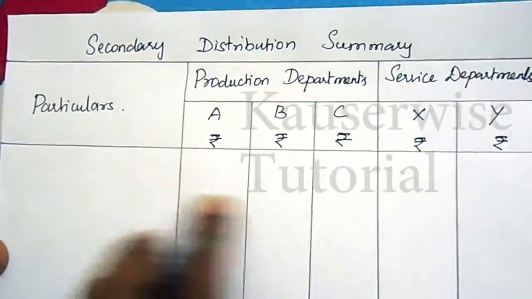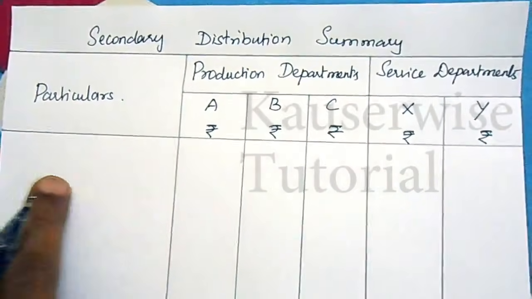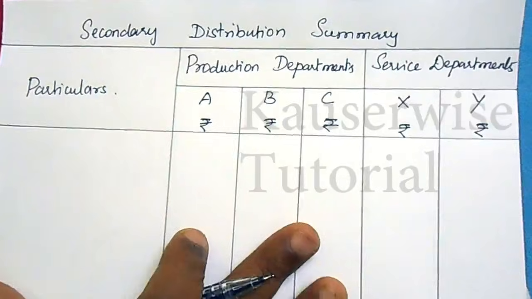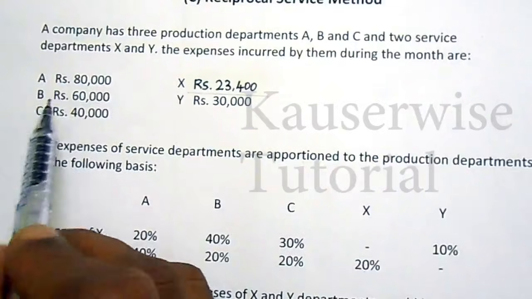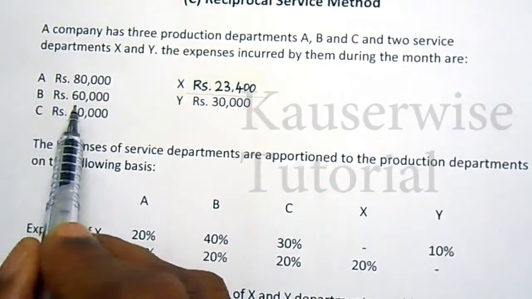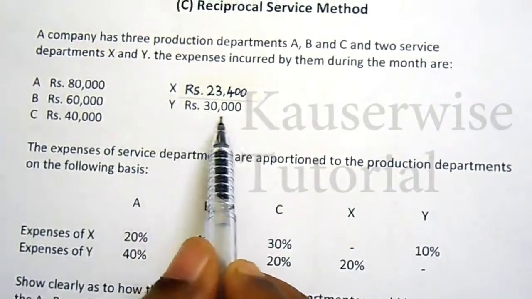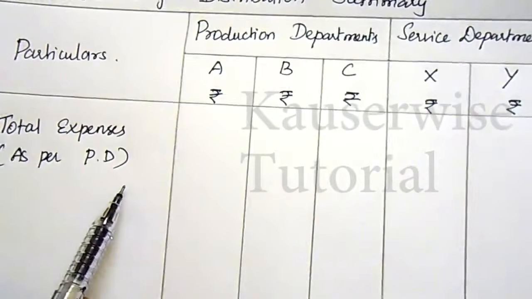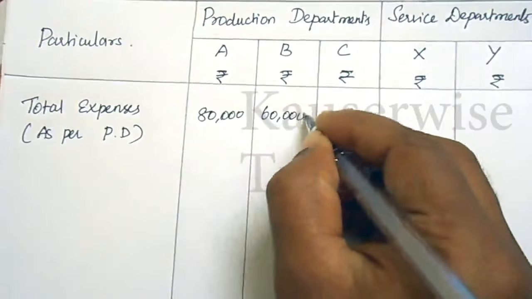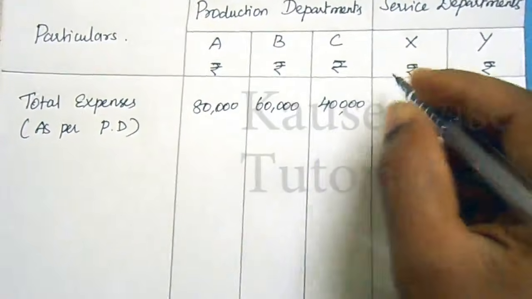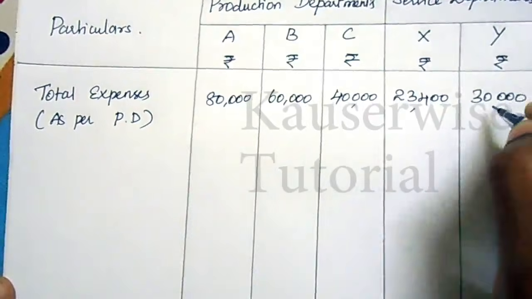The next step is the secondary distribution summary. This is the format. In the particular column, first you have to start with the total expenses as per the primary distribution, which is given in the problem. As per primary distribution, for production departments, A 80,000, B 60,000, C 40,000. For service departments, X 23,400, and for Y 30,000. So total expense as per primary distribution: 80,000, 60,000, 40,000, 23,400 and 30,000.